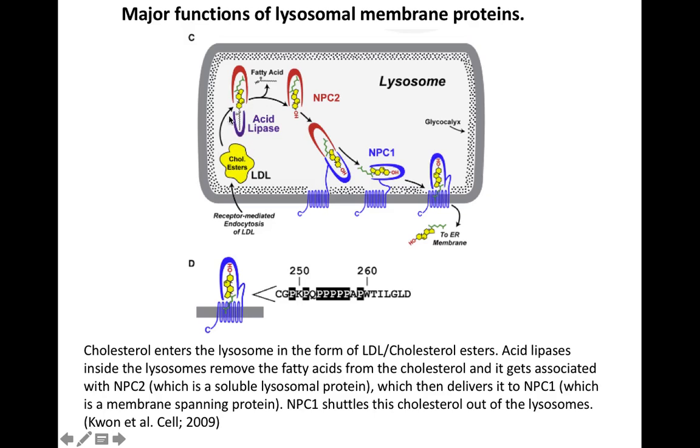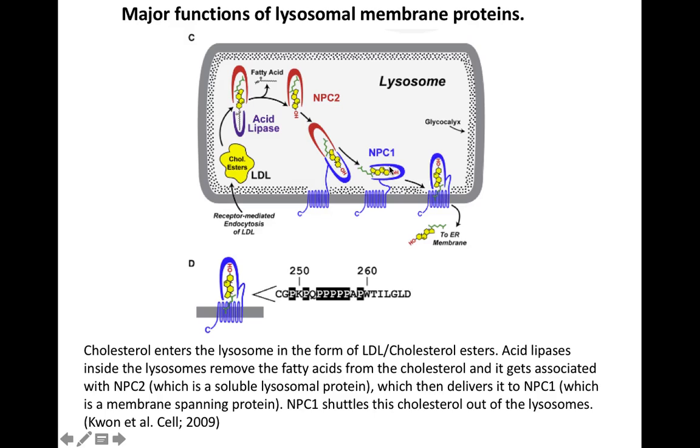We know that lysosomes contain acid hydrolases, and they also contain proteases, lipases, nucleases, etc. So acid lipases would remove fatty acids from the cholesterol molecules, and then this cholesterol becomes bound with a lysosomal soluble protein, what we call NPC2, Niemann-Pick C2. So NPC2 binds with cholesterol and carries cholesterol to NPC1.